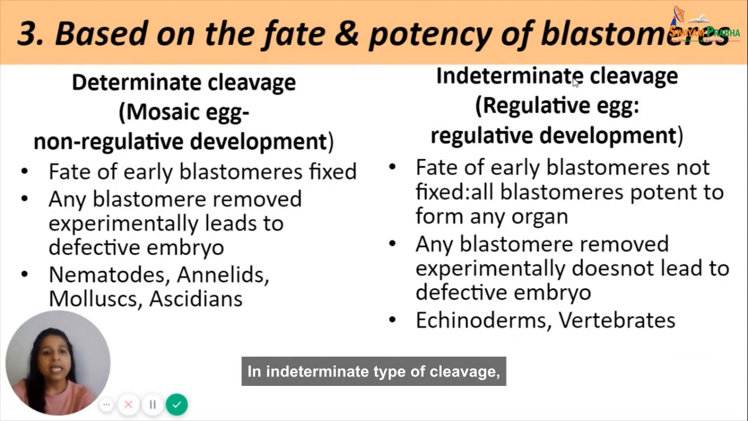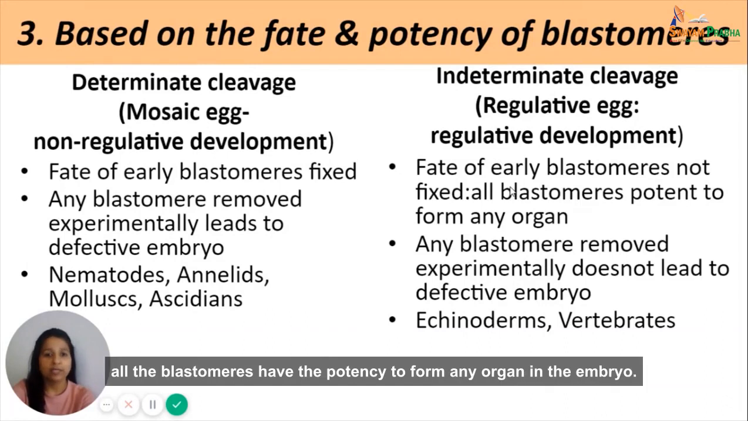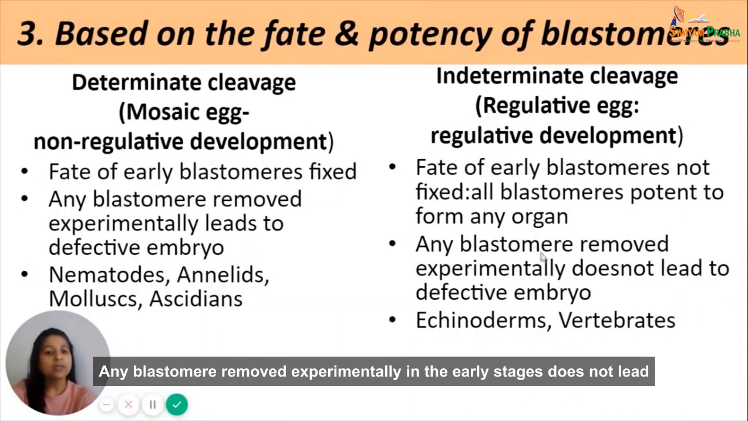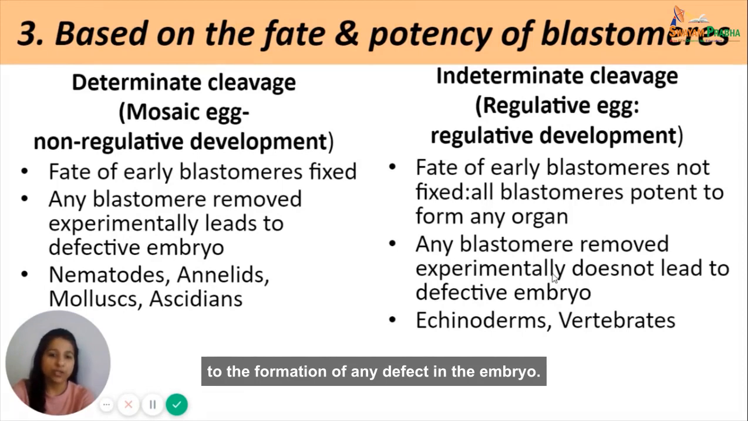In indeterminate type of cleavage, the fate of early blastomeres is not fixed. All the blastomeres have the potency to form any organ in the embryo. Any blastomere removed experimentally in the early stages does not lead to the formation of any defect in the embryo. Such a type of egg is called a regulative egg, which follows a regulative type of development, as seen in echinoderms and vertebrates.